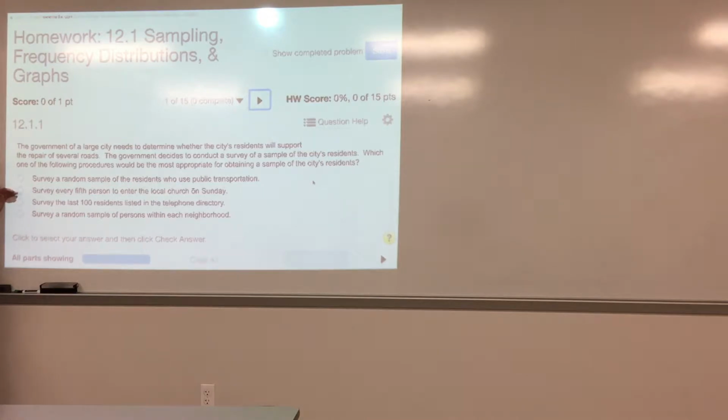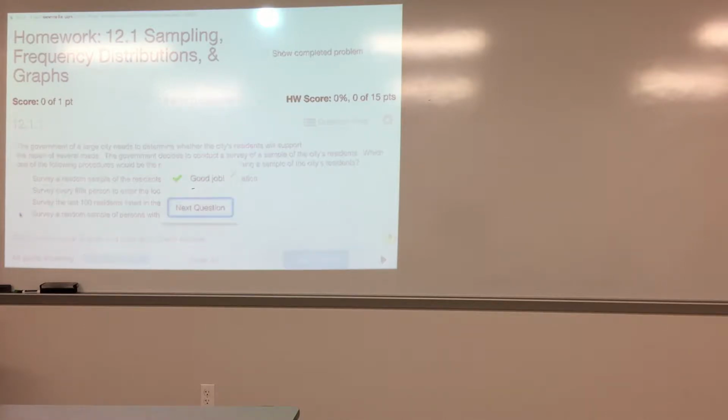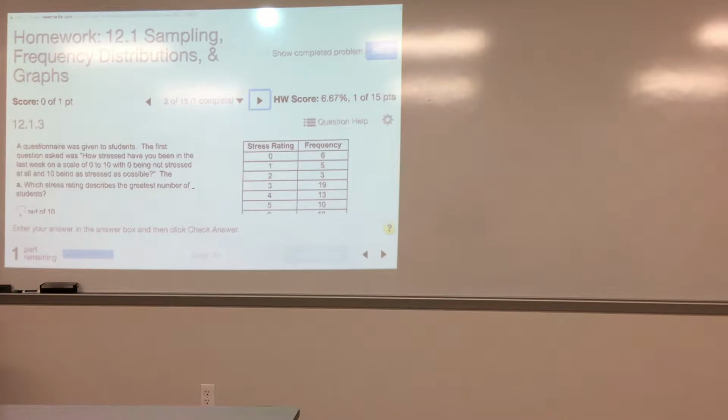Anyway, survey every 5th person to enter the local church. Yeah, that's not the greatest idea. Survey the last 100 residents listed in the telephone directory. What, that's all your Z's? Do the Z's account for all the A through S, T, U, V, W, X, and Y? No. So the last one, survey a random sample of persons within each neighborhood. That makes the most sense, doesn't it? Because then you're going to get a good idea of what, in general, everybody wants.